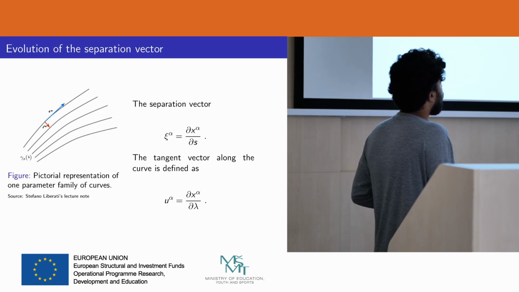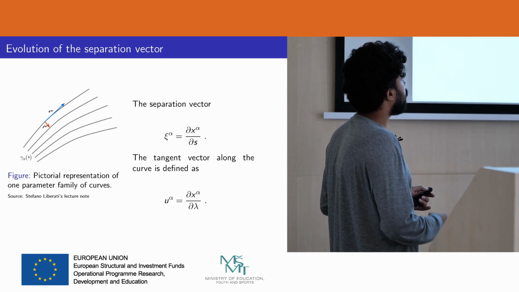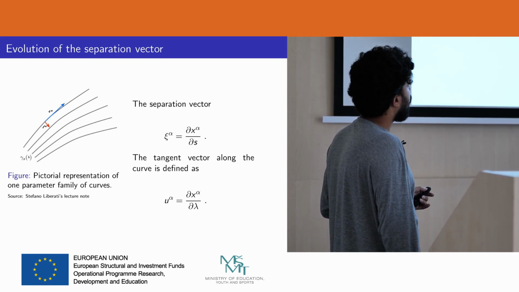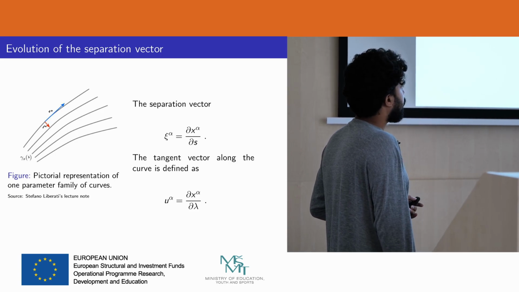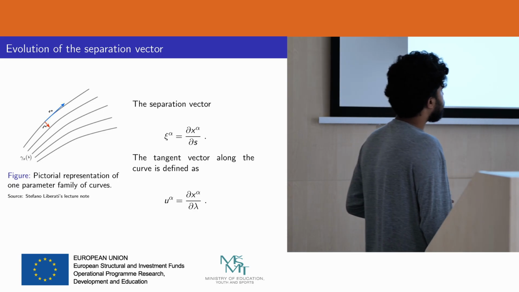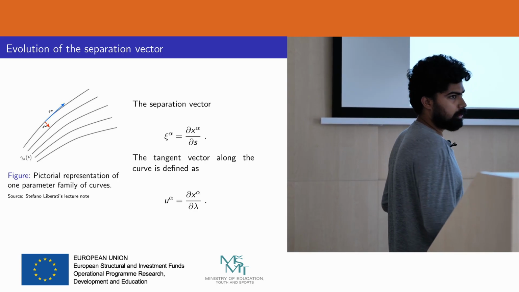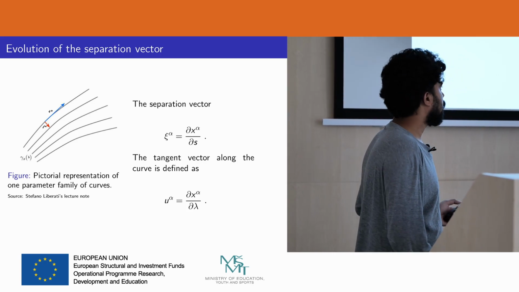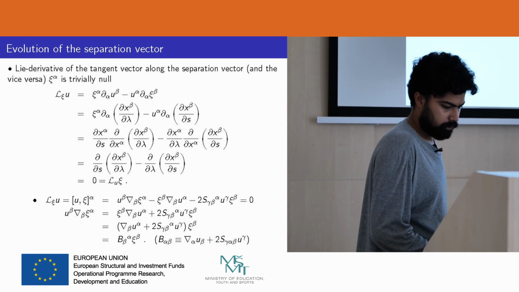So we can define a separation vector, xi alpha, as the partial derivative of x alpha with respect to this s parameter, and we can also define a tangent vector as u alpha when we calculate the partial differentiation with respect to lambda.